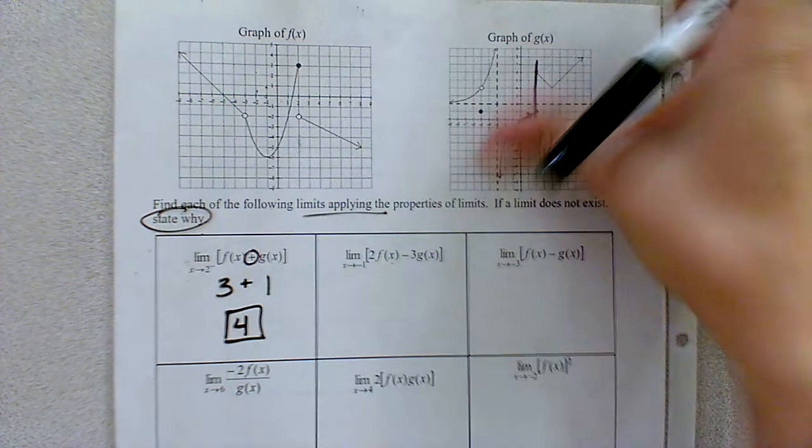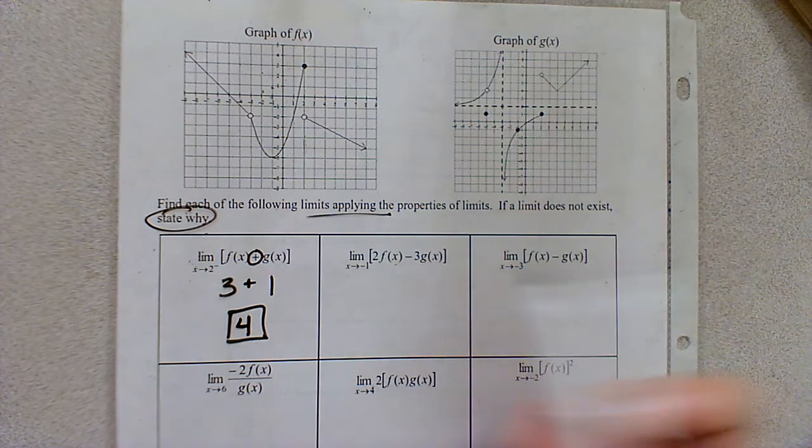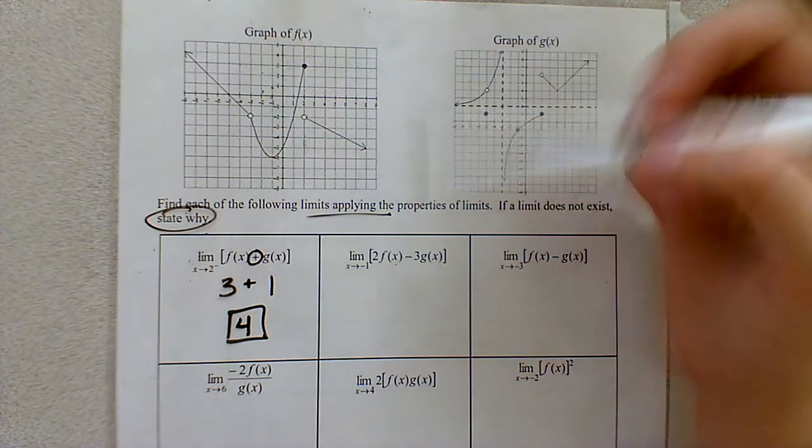Looking at the next one, we're going to approach -1, and notice how this is an overall limit, so we have to make sure we come in from both sides.